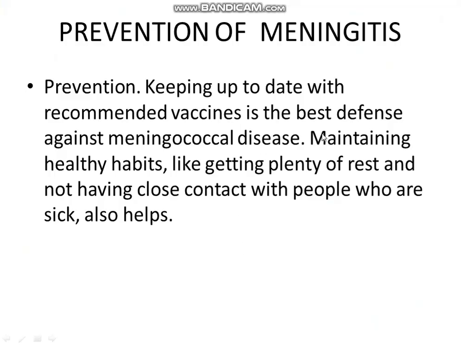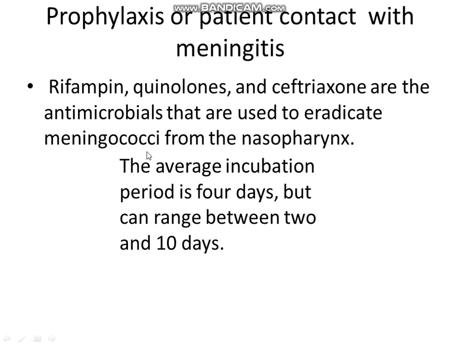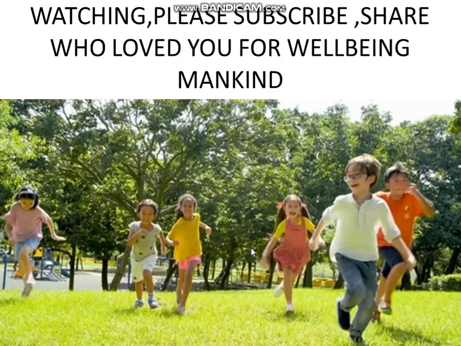Prevention of meningitis: keeping up-to-date with vaccines is the best defense against meningococcal disease. In children, prevention includes Hib, measles, mumps, polio and pneumococcal vaccines. Prophylaxis for contacts of patients with meningitis: rifampicin, quinolone, ceftriaxone; for those younger or older than 1 month, 2 days of antibiotic. For adults, 2 days of ciprofloxacin or ceftriaxone.